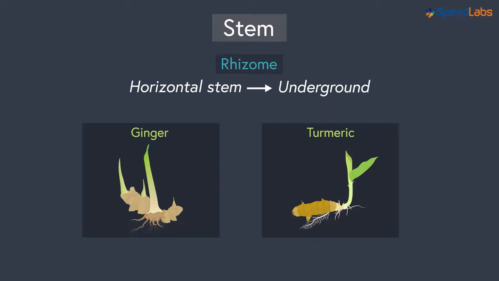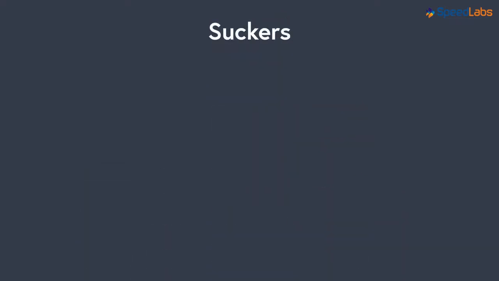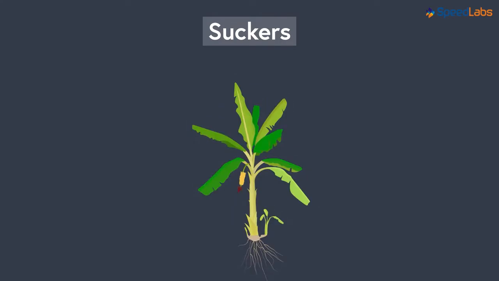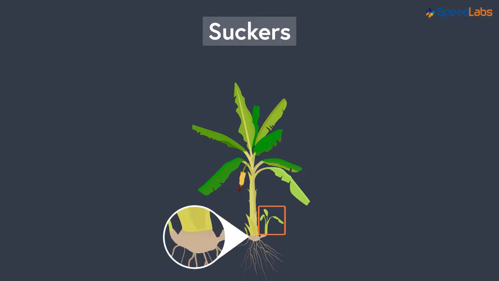The next type we will discuss is that of suckers. These are the extensions or growths that arise from the base of the stem. These extensions can develop roots and shoots, giving rise to a new plant. Have you ever seen banana plantations? The new banana tree grows attached to the older one. This is because the parent tree develops suckers that further develop roots and shoots to form a completely new plant.